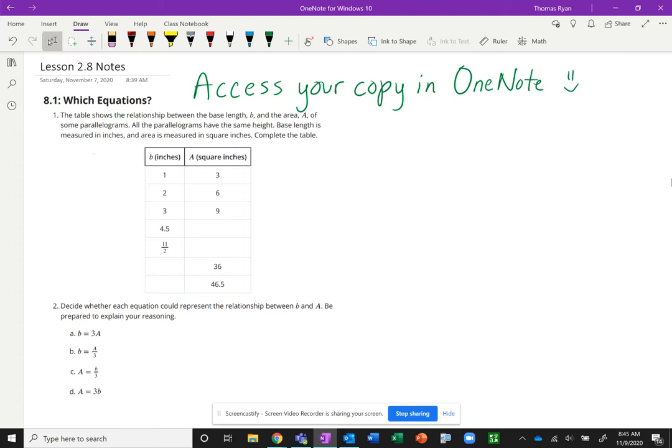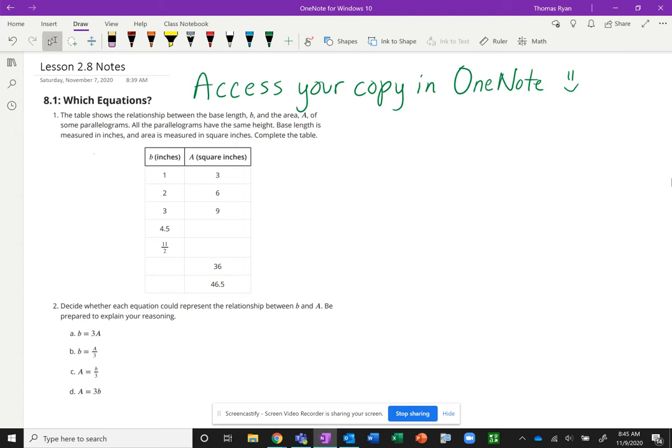So access your own copy of lesson 2.8 notes in OneNote. You might find that at some points you want to pause the video, go fill in some stuff, and come back to the video. That would be perfect. So let's make sure we're accessing our own copy in OneNote.